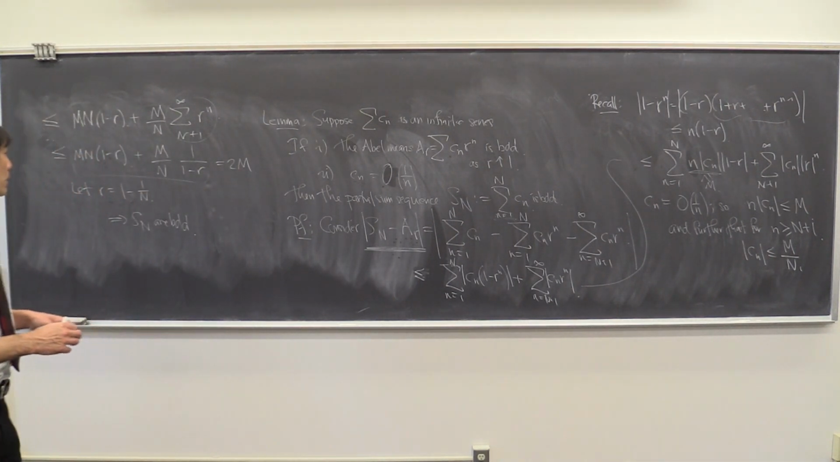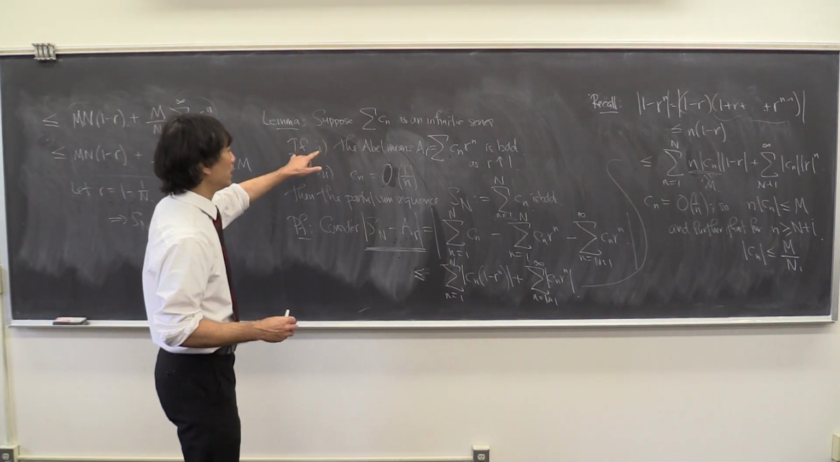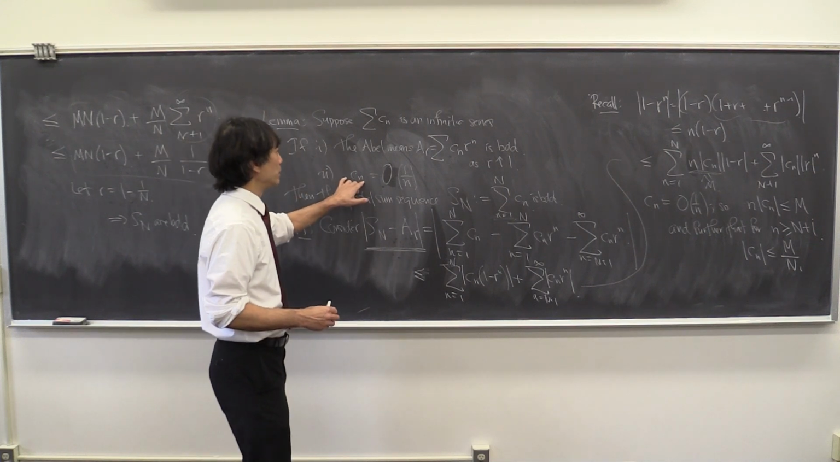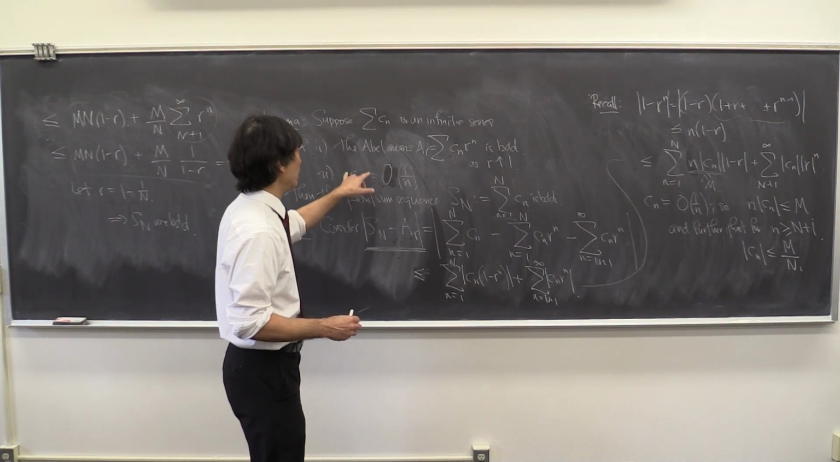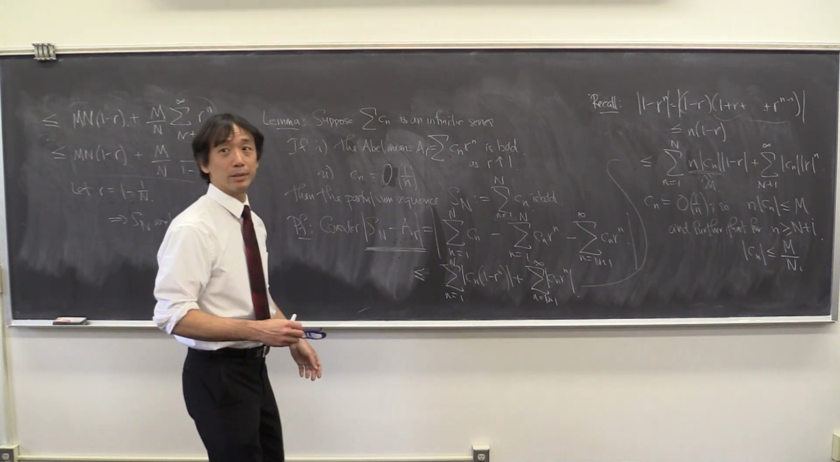Okay, so that's the technical lemma. That if the Abel means of an infinite series are bounded, and the coefficients are big O of 1 over n, then the partial sum sequence of the infinite series is bounded.